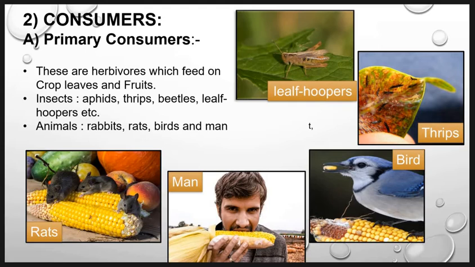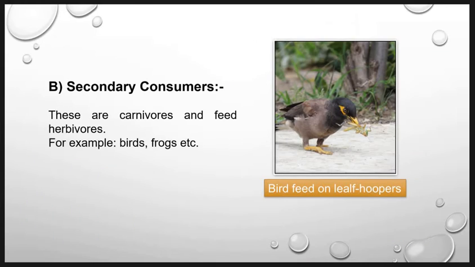The smaller animals include chiefly insects such as aphids, thrips, beetles, etc., which feed and lay their eggs on maize leaves. Large animals are rabbit, rat, bird, man, feeding on leaves, fruit and flower of the maize. Then the secondary consumers. The secondary consumers feed on the primary consumers, which are the herbivores. Examples of secondary consumers are bird, frog, etc.